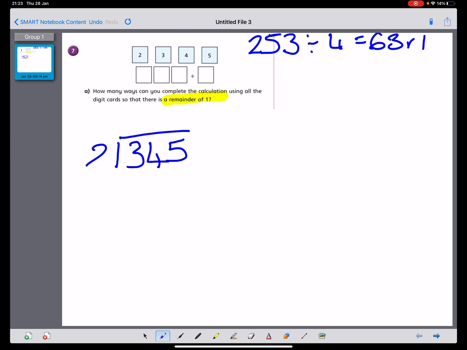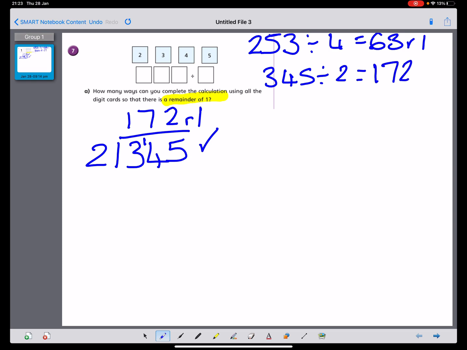2s into 3 go once, with 1 left over. 2s into 14 go 7. 2s into 5 go twice with 1 left over. So again, tick, can have that one. So I can have 345 divided by 2 because that gave me 172 remainder 1.